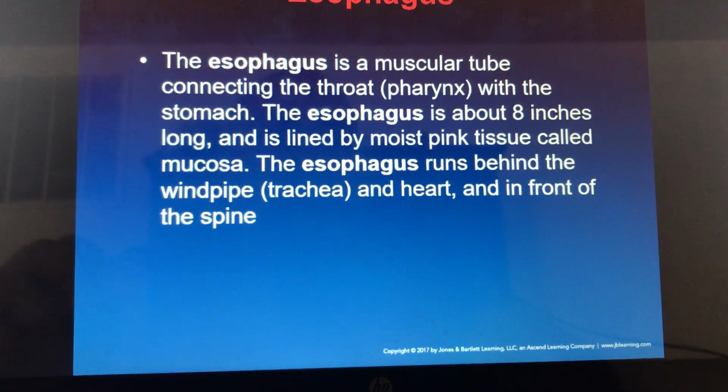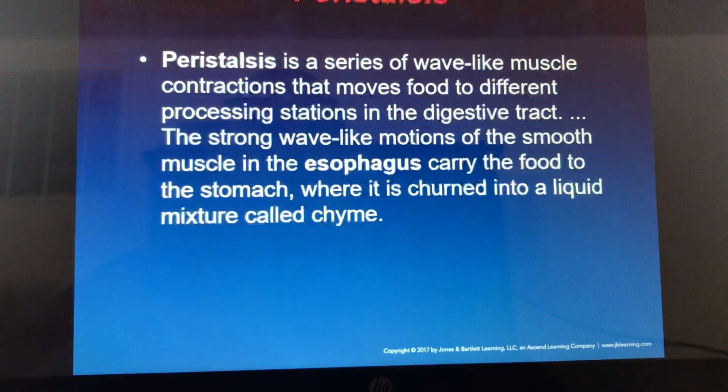The tissue is called mucosa that lines the inside of it, and it's behind the trachea but in front of the spine. So that's very important anatomically, especially when we start talking about supraglottic airways. You're able to put an airway in, and you will literally be putting part of the airway into the esophagus to block the esophagus off and actually breathe into the trachea itself.